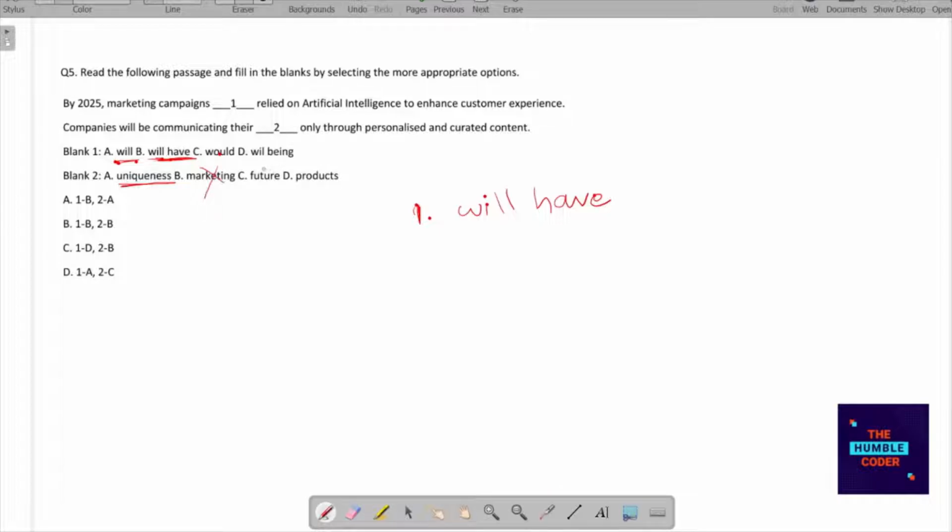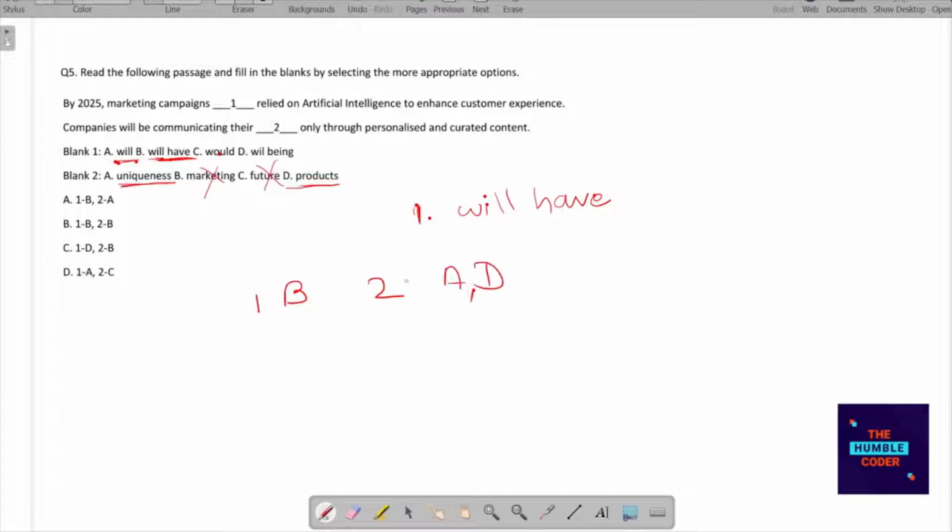Companies will be communicating their future only through, no. Companies will be communicating their products only through personalized and curated content. No. So uniqueness is the one which fits perfectly, or products can also be there. So let's see any option which has answer as 1 B and 2 A or D.